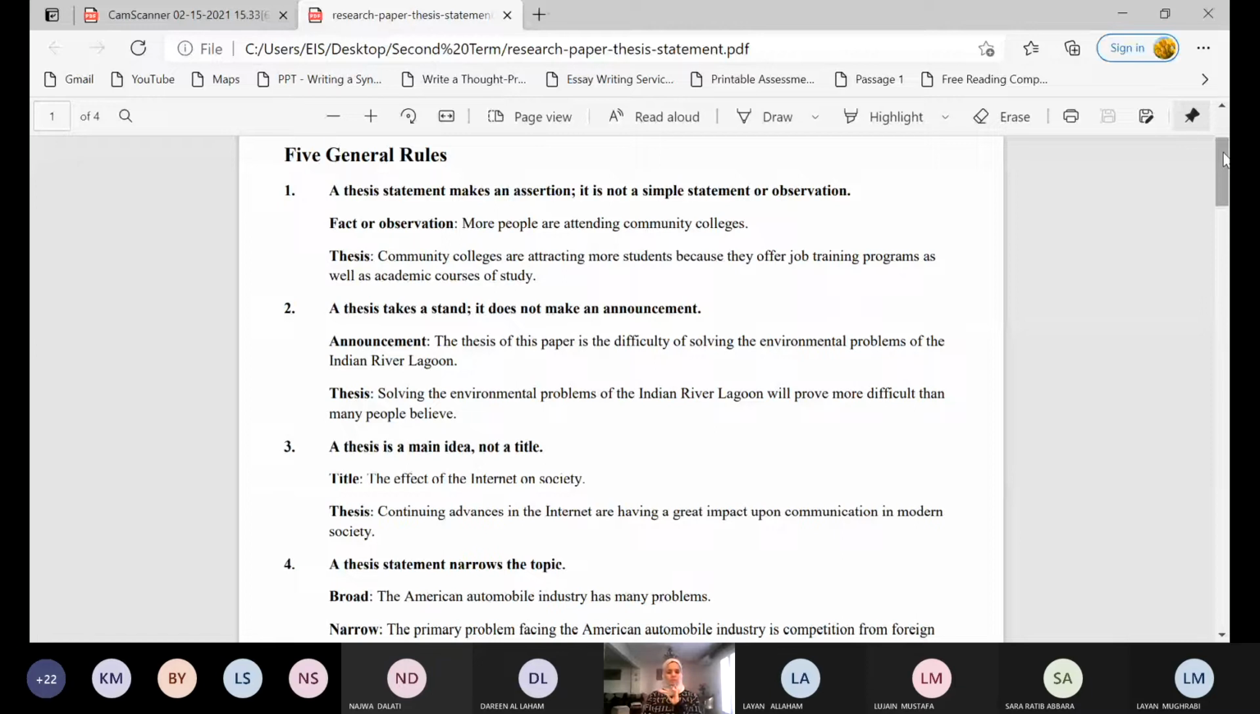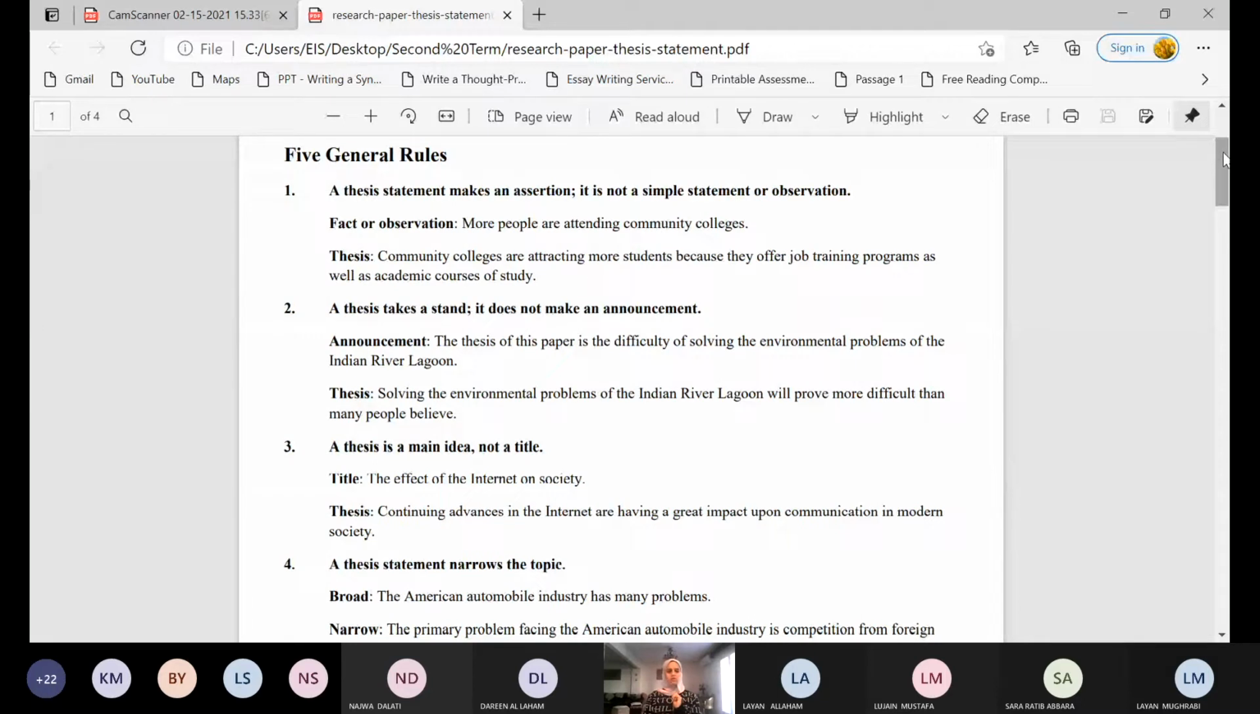Continue, Najwa. 2. A thesis takes a stand. It does not make an announcement. The thesis of this paper is the difficulty of solving the environmental problems of the Indian River Lagoon. Thesis: Solving the environmental problems of the Indian River Lagoon will prove more difficult than many people believe. So do not say "in my paper, my thesis statement is"; this is an announcement, no. We do not mention ourselves, we just state the thesis statement.